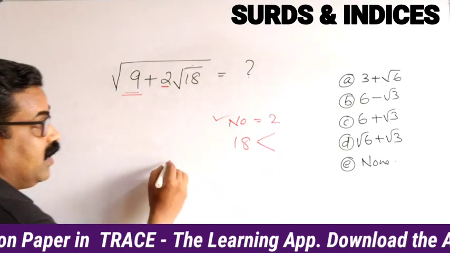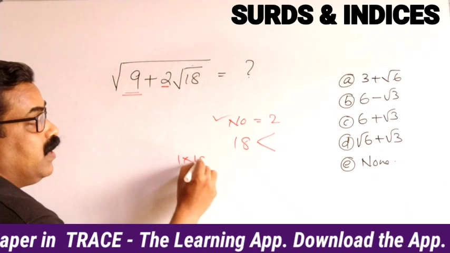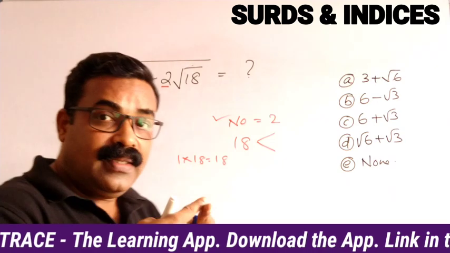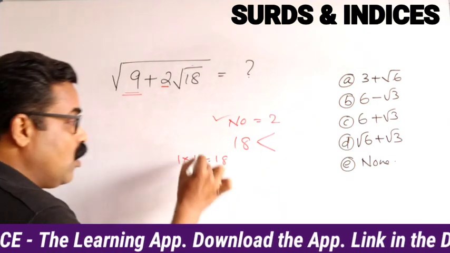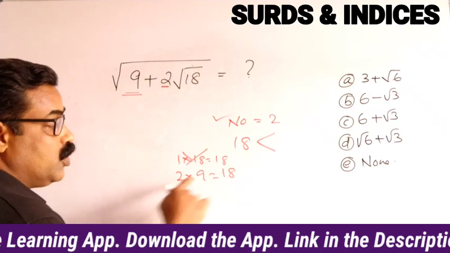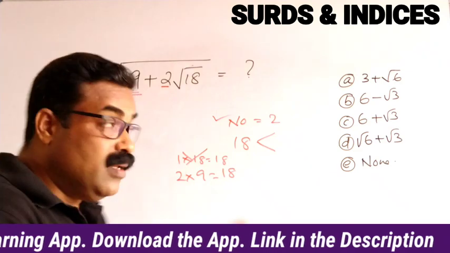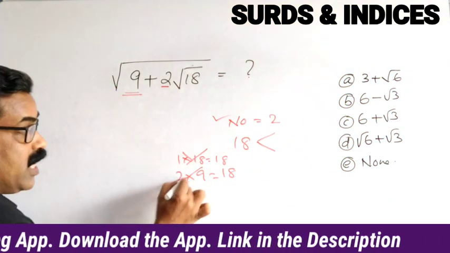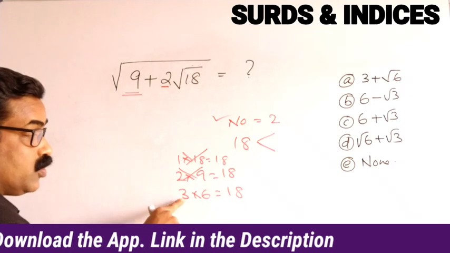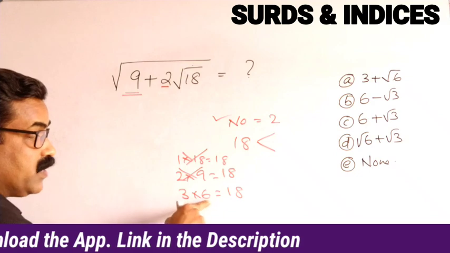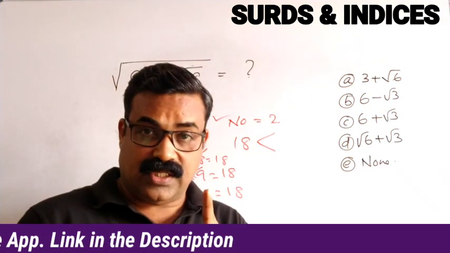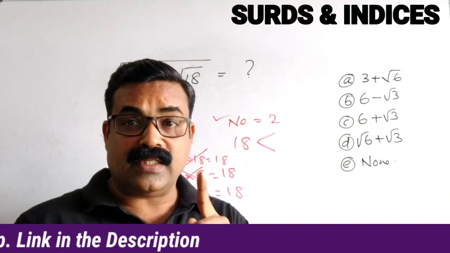The factors of 18: 1 into 18 is 18. So 1 and 18 are factors, but when you add 1 and 18, you get 19, so this you cannot take. Second is 2 into 9. 2 9s are 18, but 2 plus 9 is 11. We want 9, so I cannot take this. Then 3 into 6 is equal to 18. 3 plus 6 is 9. Yes, I can take this. 3 and 6 are the factors.